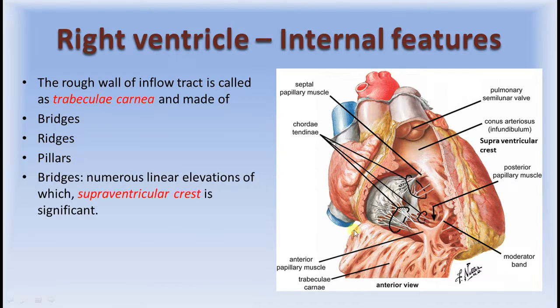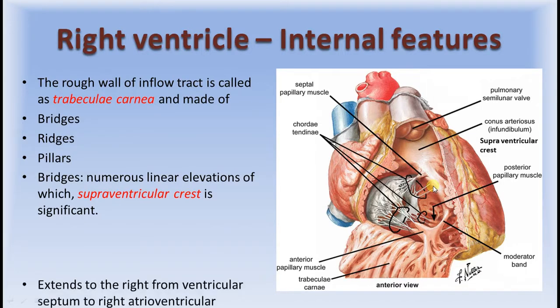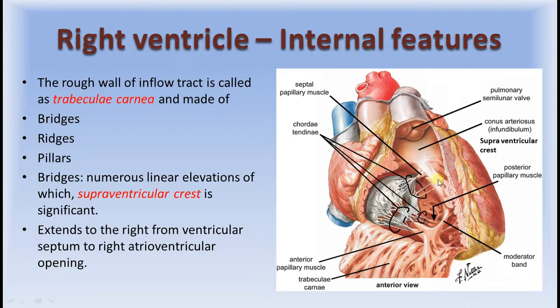Of the numerous linear elevations you are able to see here, one elevation is very important and marked, and that is called the supraventricular crest. It extends from the right surface of the interventricular septum to the atrioventricular opening. That is called the supraventricular crest.